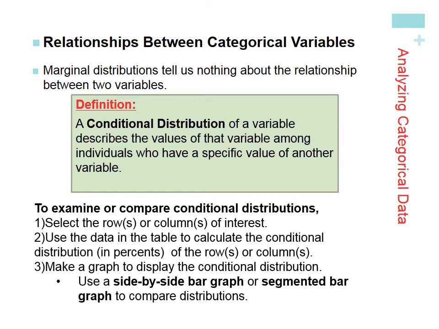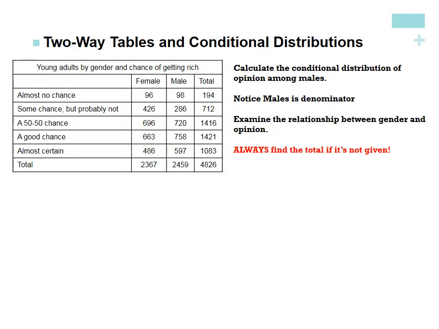So with a conditional distribution, we're not going to be comparing them to the big total of the table. Okay, so how do we find or compare conditional distributions? So we select the row or column that we're looking at. So we're either looking specifically at male, female, or chance of getting rich. We're going to use the data in the table to calculate conditional distributions in percents of the rows or columns, and then we make a graph to display the conditional distribution. So how we would do that, that's basically like taking a look at a side-by-side bar graph. Okay, so two graphs right next to each other, and I'll show you what a segmented bar graph looks like in order to compare.